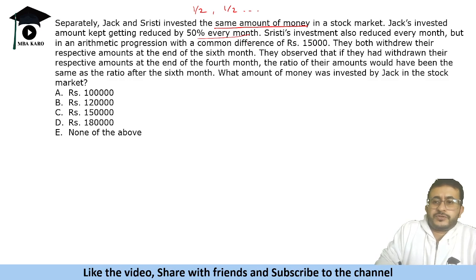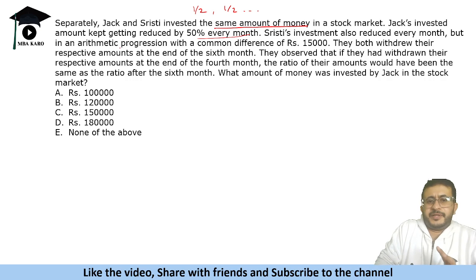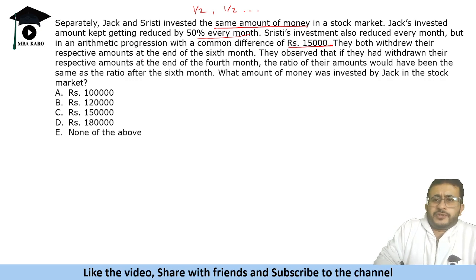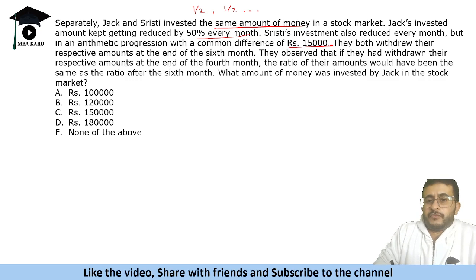Srishti's investment also reduced every month, but in an arithmetic progression with a common difference of 15,000. They both withdrew their respective amounts at the end of 6 months. They observed that if they had withdrawn their respective amounts at the end of the 4th month, the ratio of their amounts would have been the same as the ratio after the 6th month. What amount of money was invested by Jack in the stock market?